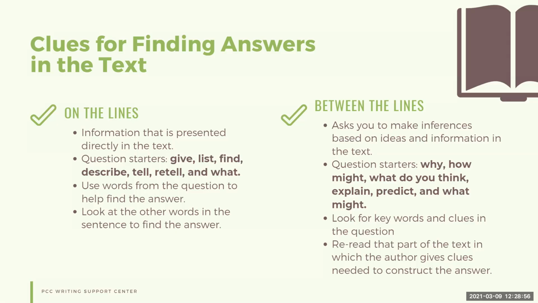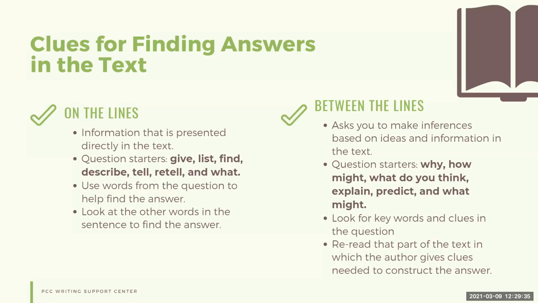So all of those question starters, if you see a question starting with one of these words, chances are it's asking you to look for the information directly in the text. And you want to use words from the question to help you find the answer because the question will usually tell you what it's looking for, and then from there you're able to use that as a guide to help you skim through the article. And you want to be sure to look at other words in the sentence just to make sure that you find the answer.